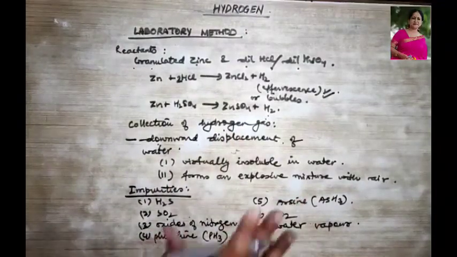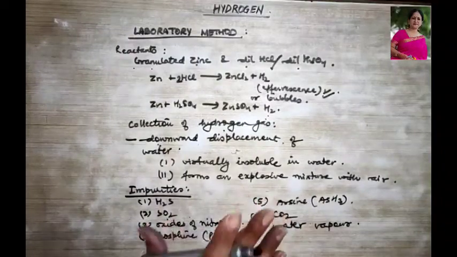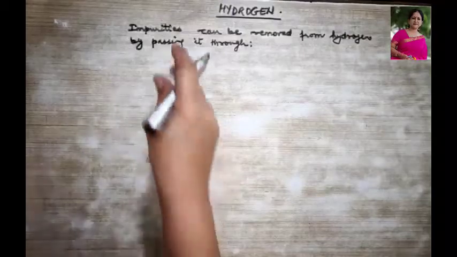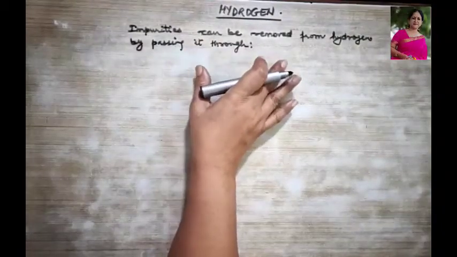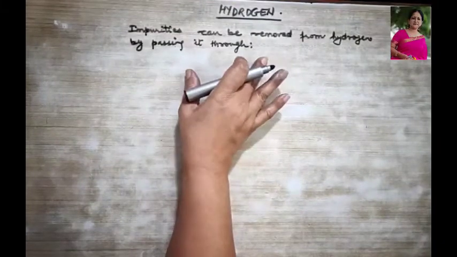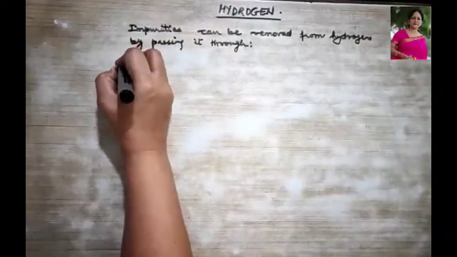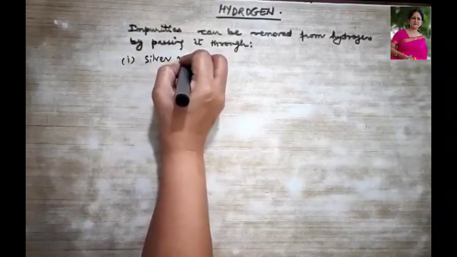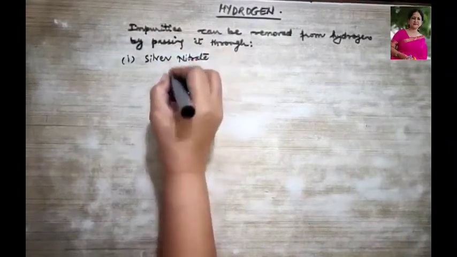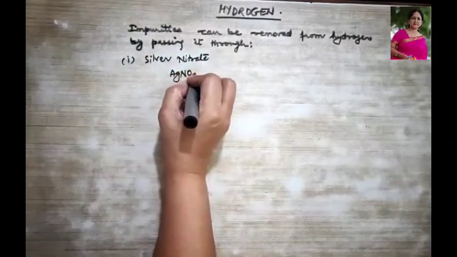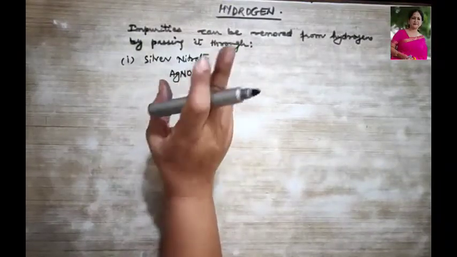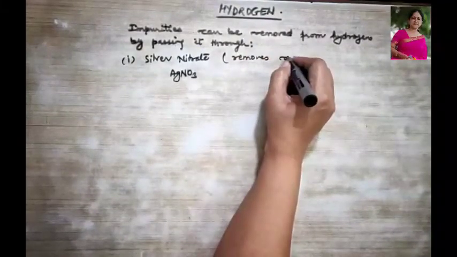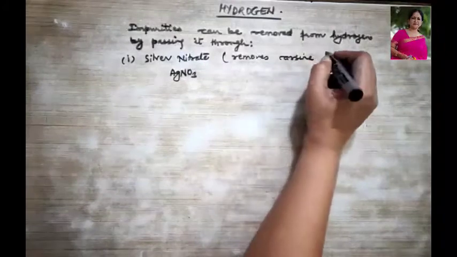Now, how can we get rid of these impurities from hydrogen is what we are going to study next. Now here we shall study how the impurities can be removed from hydrogen by passing it through solutions. So the first solution that we use is silver nitrate, okay, silver nitrate means AgNO3. This is used to remove arsine and phosphine.